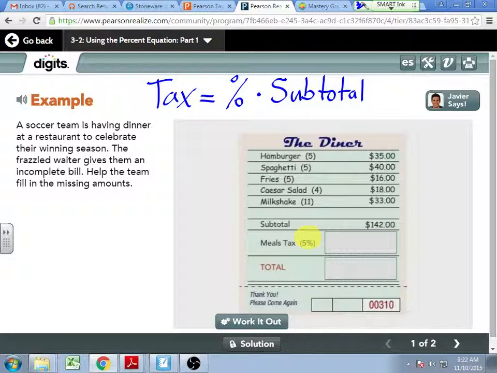Be careful using words like gross and net, because that's more like you gross money, you net profit. Gross is gross.